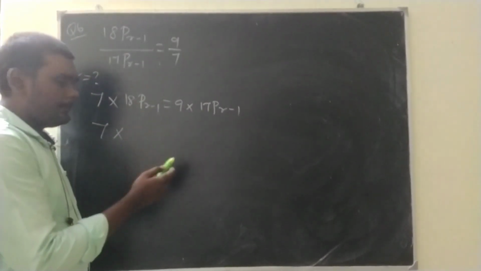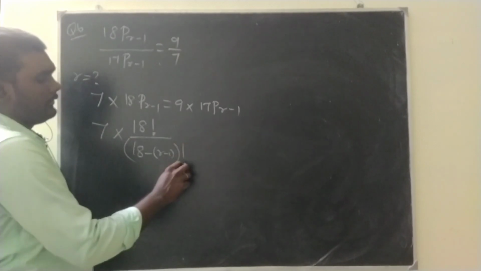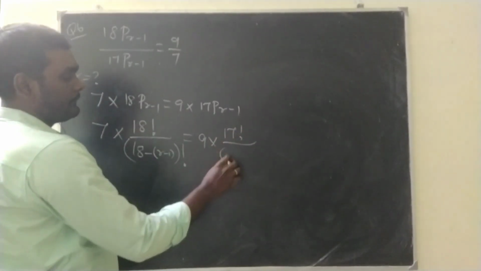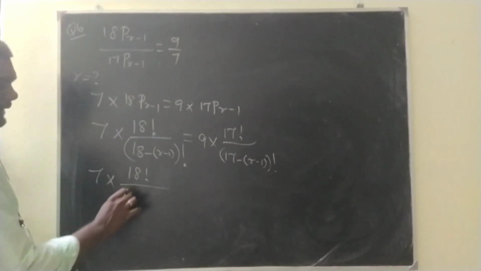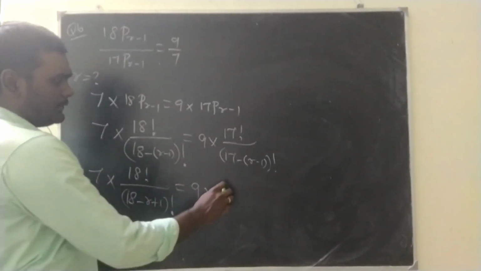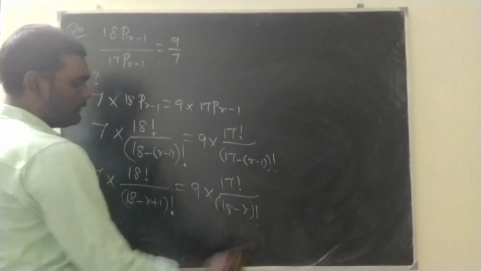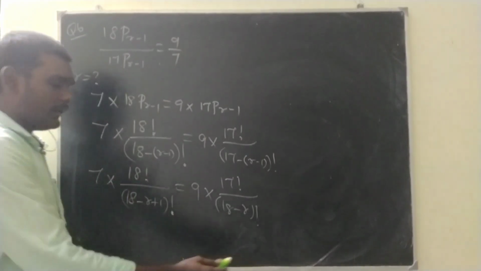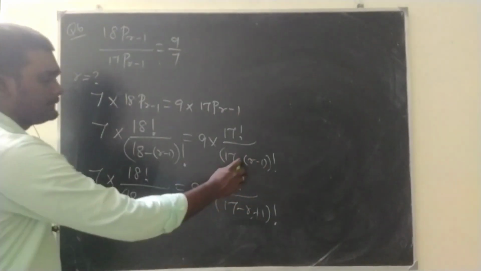Then this can be written like 18 factorial divided by (18 minus (r minus 1)) factorial. So 9 into 17 factorial by (17 minus (r minus 1)) factorial. So 7 into this 18 factorial by (18 minus r plus 1) factorial equal to 9 into 17 factorial by (17 minus r plus 1) factorial, that is (18 minus r) factorial. See, minus r plus 1. I substituted the minus inside, distributed inside.